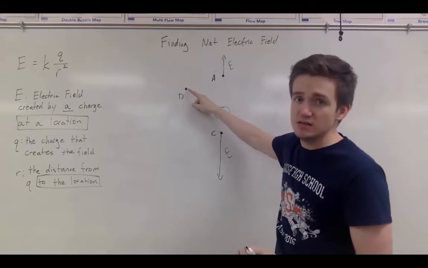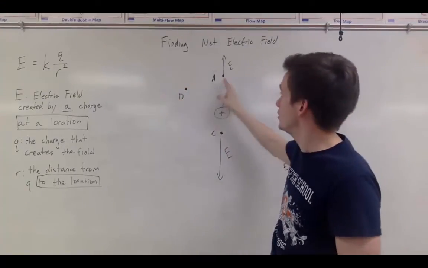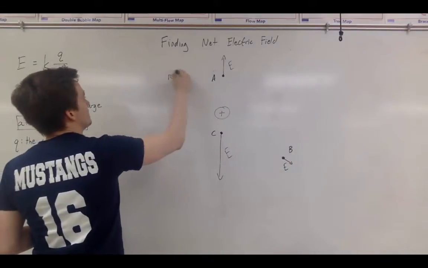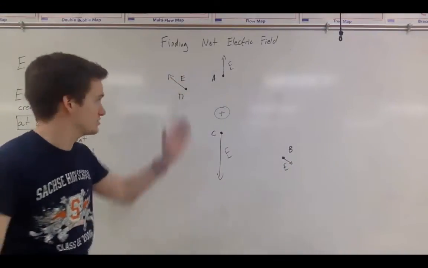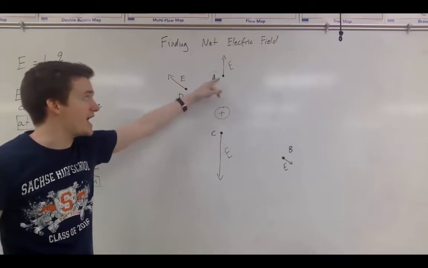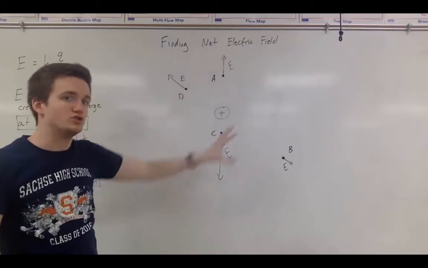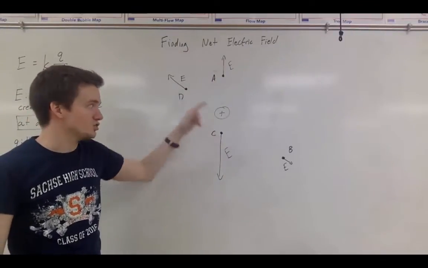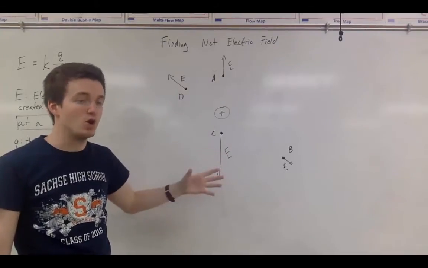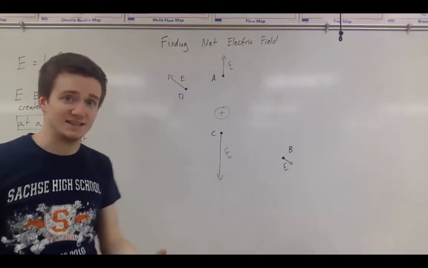Here, I have point D. Point D, we're doing that diagonal thing again. We're still going to point away. But notice now that those are about the same distance, which means the field value should be the same strength, just at a different angle, because, again, always away from the positive. A has no effect on D. B has no effect on A. These points don't affect each other at all. It's just the charge affecting all of those separate points at the same time. We can just choose to focus in on those points depending on what the problem is asking us.